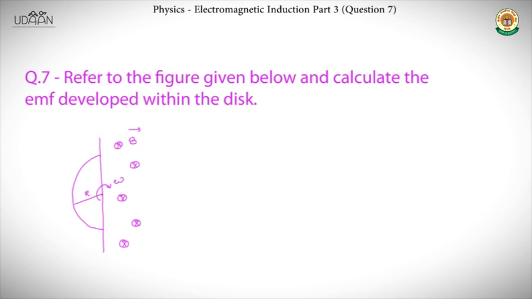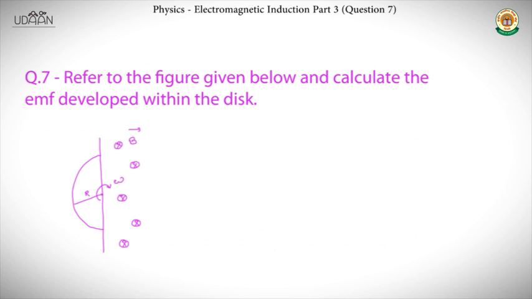Okay, we come to question number 7, which says that we have to calculate the EMF developed within the disk given below in the figure. We can see we have a half disk, and its angular velocity omega is given. We have also been given that the magnetic field B points into the plane of the paper, and the radius R of the half disk is given. We have to find the EMF of this disk. This is a very important conceptual question, and it will actually generate some new formulas. We'll have a look at it now.